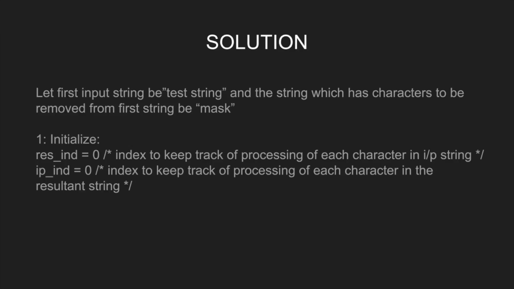Let the first input string be "test string" and the string which has characters to be removed from the first string be "mask". We initialize res_index, the result index, as 0, which is the index to keep track of processing of each character in the input string. And ip_index is equal to 0, which is the index to keep track of processing of each character in the resultant string.